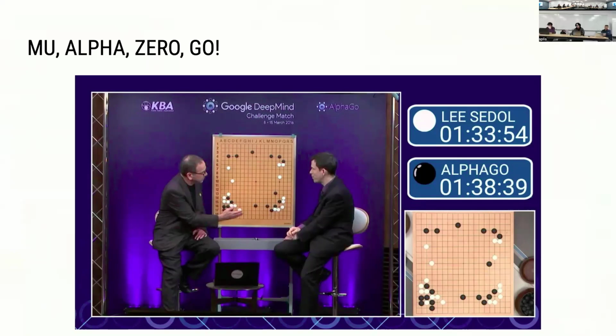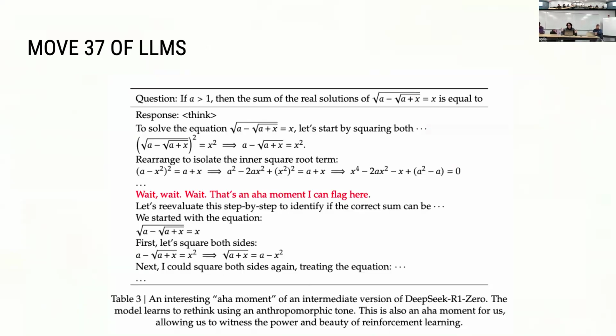So this was the spark of intelligence moment that happened in the Go space, the small bounded board game AI space. Now in the space of LLMs, we have our own Move 37, kind of. We have a moment inside of the chain of thought of R1 where it spontaneously said, "Wait, this is an aha moment I can flag." And this is incredible.